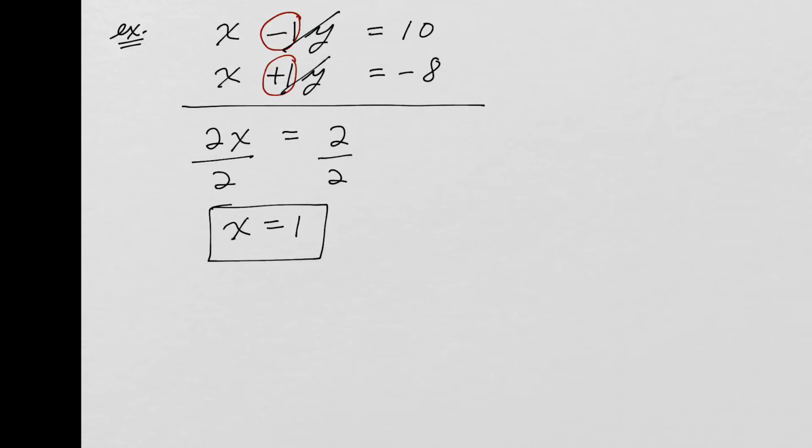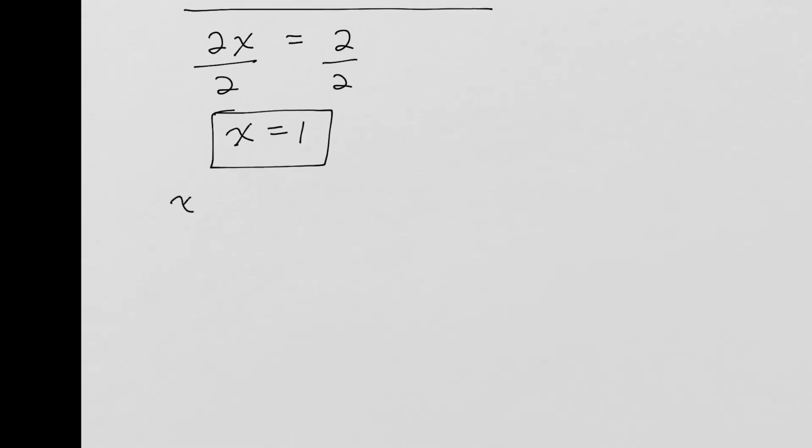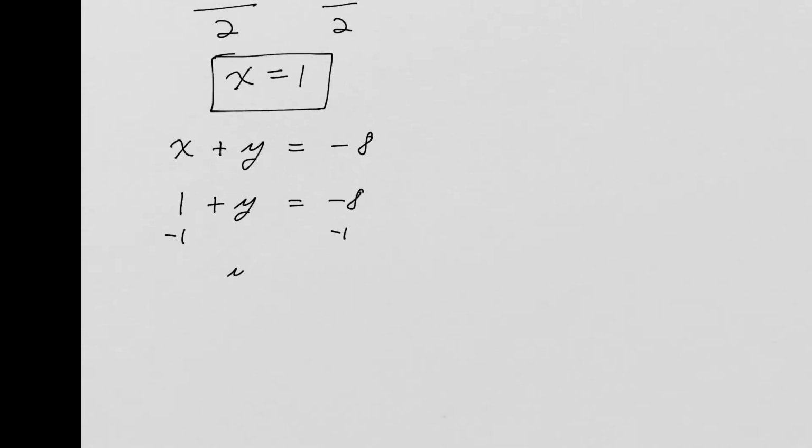Step 5. Just plug that back into one of the original equations and solve for y. So maybe the second equation was a little easier because it had a positive y. It was x plus y is equal to negative 8. So I'm going to use the second equation. So where I have an x, I plug in 1. And I'm going to solve that for y. So I need to subtract 1, subtract 1. So it looks like I'm going to get y is equal to negative 9.